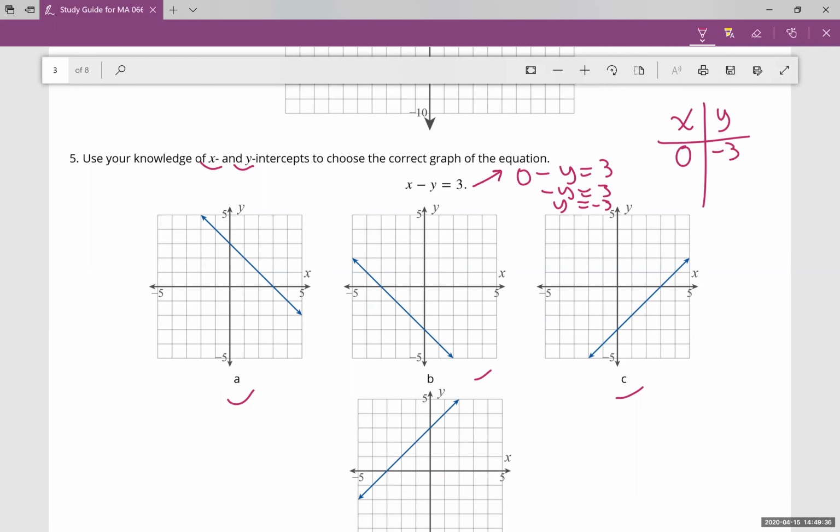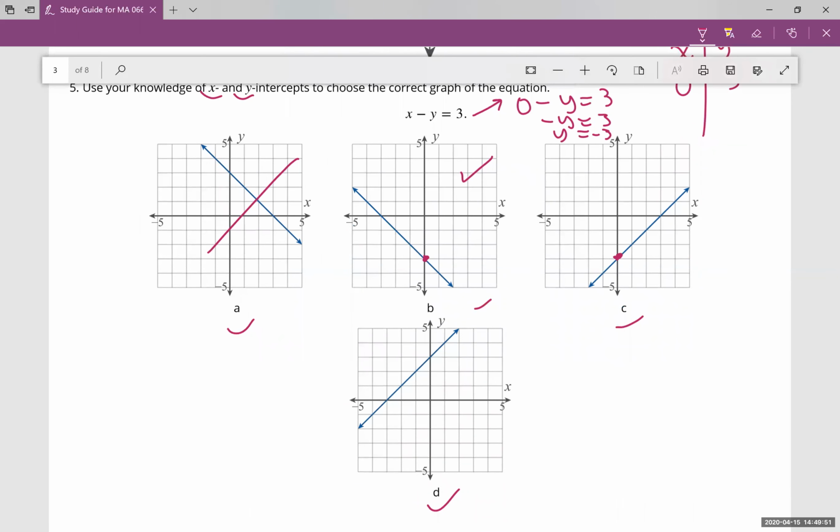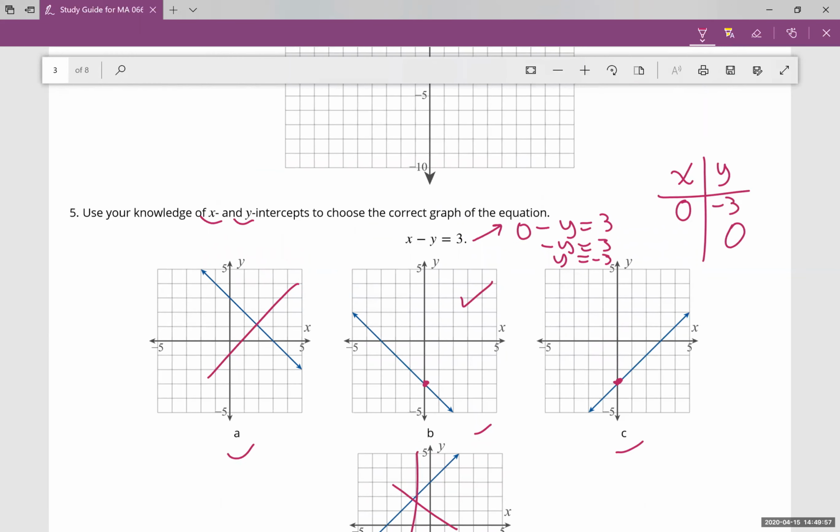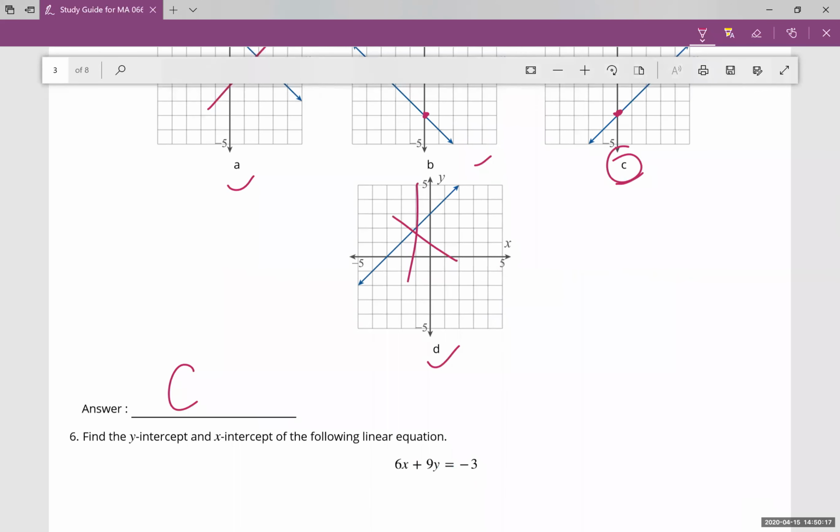So which one of these has a coordinate 0, -3? Nope. Ooh, this is a possibility. 0, -3. This one's a possibility. And that's not going to work because it doesn't go through that. Okay, well, we need to put a 0 in for y this time. x minus 0 equals 3, x equals positive 3. Okay, out of these two that we were looking at, B and C, which one has a point? Go over 3, stay at 0. Nope. Yes. So the answer to that one is C.